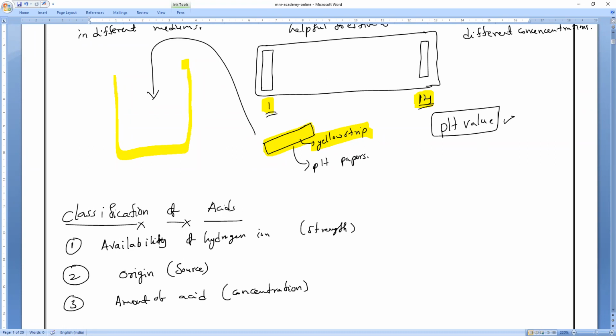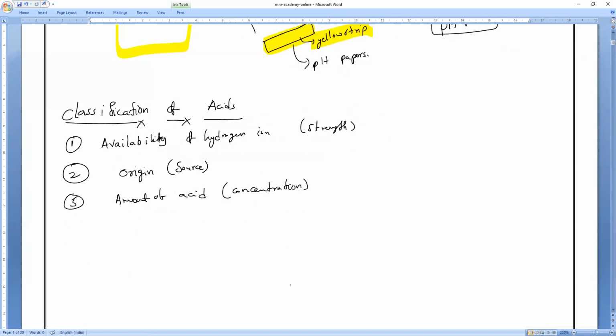These terminologies you might have already studied even in lower classes. We'll study strong acid, weak acid. Next we'll study organic acid, mineral acid. We'll study also concentrated acid, dilute acid. Do you remember anybody? So classification of acids for class 10 is 3. One is based upon the availability of hydrogen. Second one is based upon the origin. And third one is the amount of acid present in the given solution.